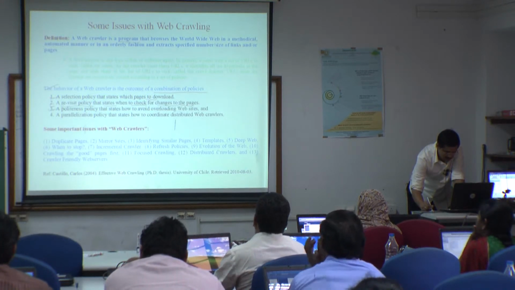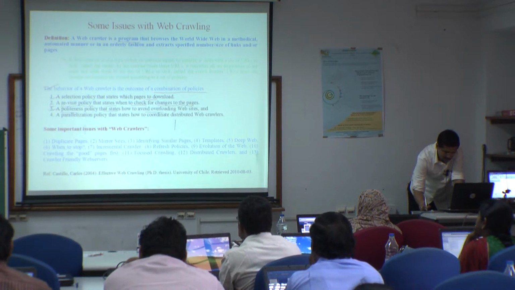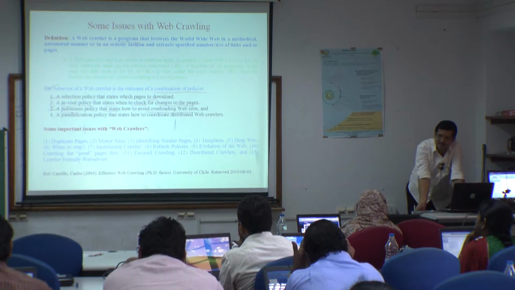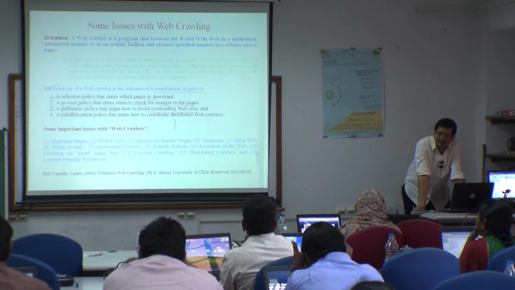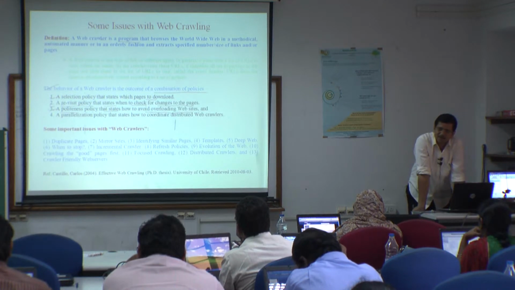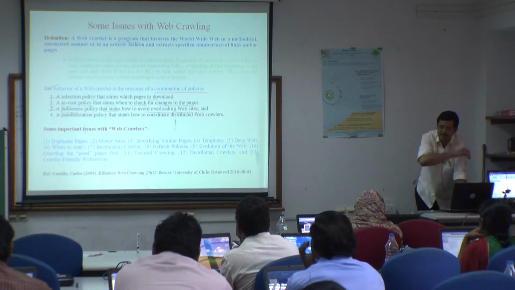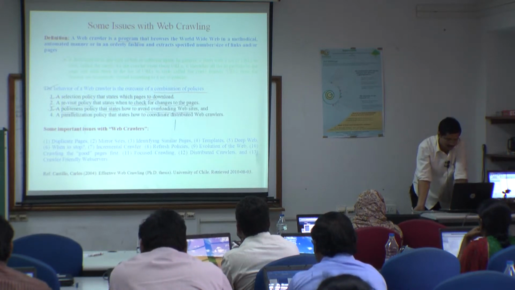Third is the politeness policy that states how to avoid overloading websites. Overloading websites means, yes, most of the graphic websites use heavy Flash or such kind of content. These are the overloading websites.